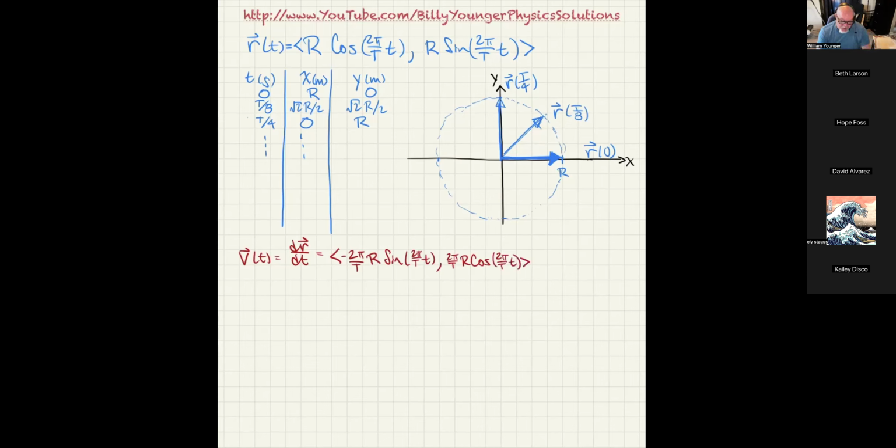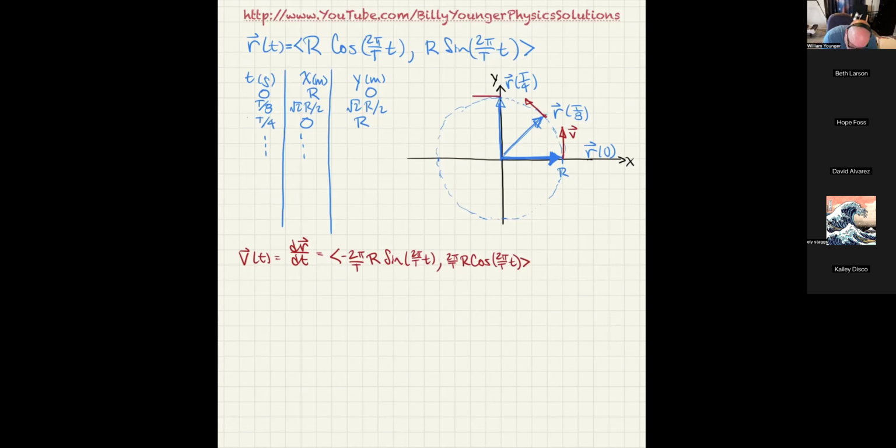So that's what the velocity function is going to look like. And you can now plug in those different times again. And what you should see is you're going to get a velocity that is that way. That's your v of t for t equals 0. And you're going to get another one. If you plot it at this end, you'll see it's perpendicular to that r of t.